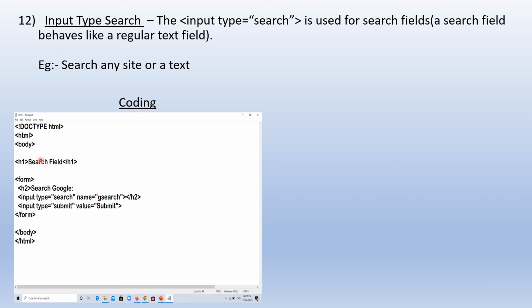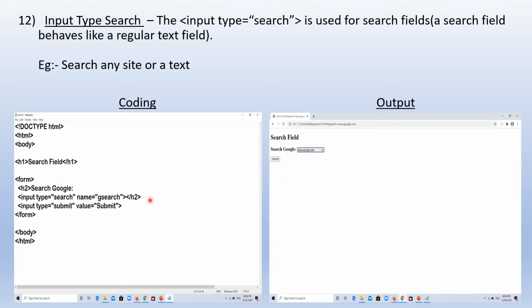So this is the coding. Search Google, input type search, name is gsearch, input type submit, value is submit. So here you want to enter the name of site, website or text which you want to search as you do in Google search. Similarly here also you can do it. So let us see the output. So this is the output where you want to enter the site name or any text which you want to search. That's it.